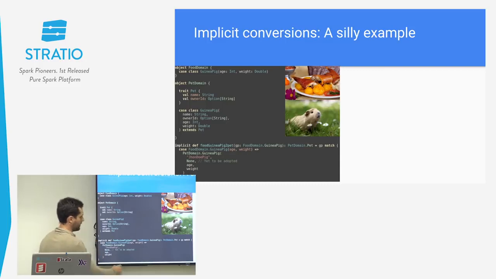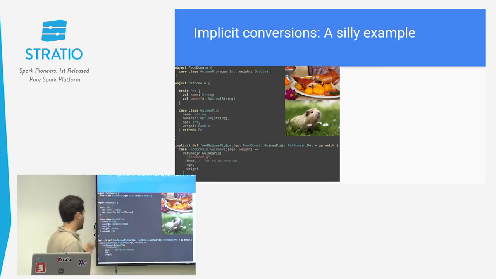We define an implicit conversion called food guinea pig to pet, receiving an actual formal parameter of the food domain guinea pig, that is, the type without owner or name, just age and weight. And we return a pet. We return an instance of a class of the domain of pets. So we transform from food to pets.